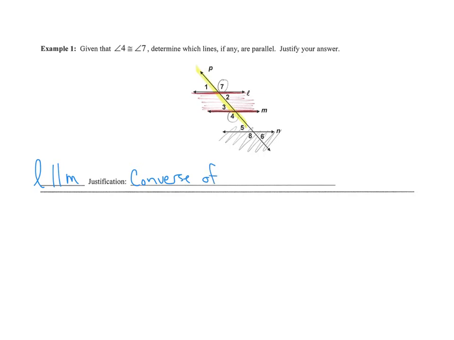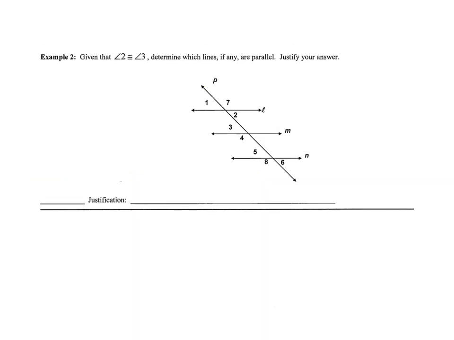of the alternate exterior angle theorem. Because we know that those angles are congruent, therefore the lines must be parallel. Now in example 2, we are given that angle 2 and 3 are congruent. So go ahead and mark off N, and then with your red pen, go ahead and mark the 2 lines L and M and identify the transversal.